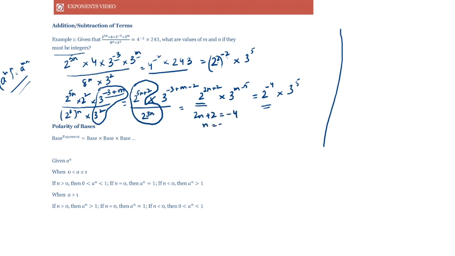So n must be equal to minus 3 and m minus 5 must be equal to 5 because the exponent of 3 over here should be equal to the exponent of 3 over here. So m must be equal to 10.